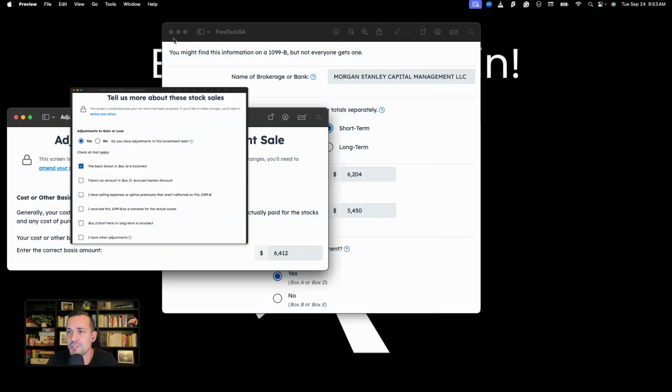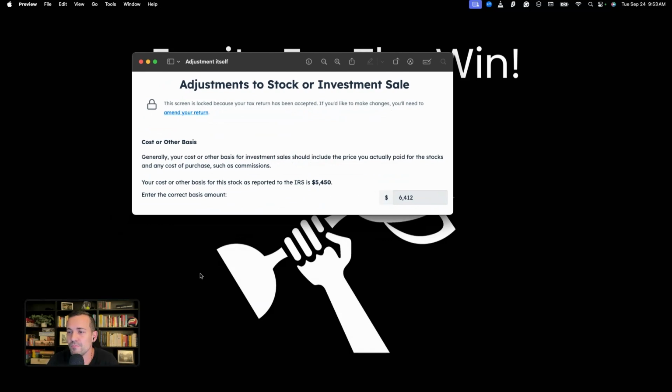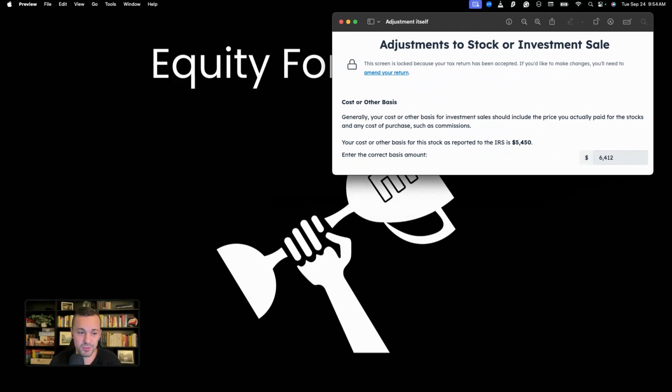So then after going through those 2 screens, it will pop up with, okay, we show that the reported cost basis was $5,450. Please enter what should be the cost basis, and that's $6,412. So I'll show you how we got this.